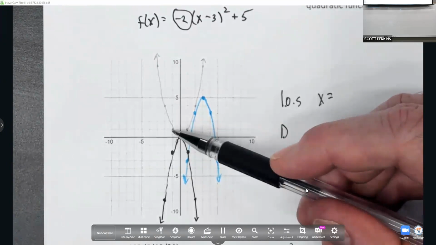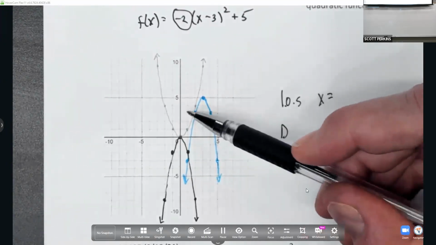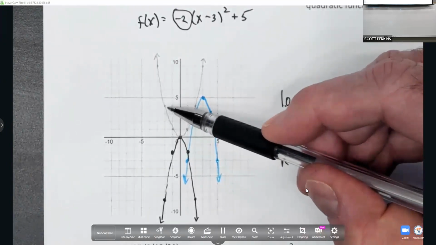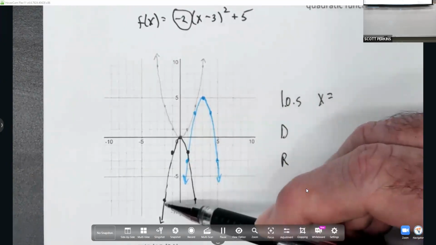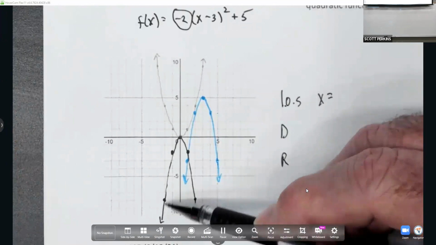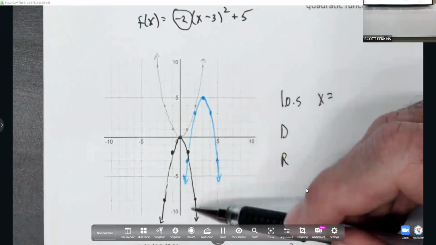This y value is 1. When I multiply by -2, it becomes -2. This y value of my basic graph, let me point to this one over here, is 4. When I multiply that by -2, it becomes -8. So I got a dot down here. And I did the same thing on the other side. So this black parabola has been stretched and reflected by a factor of -2.